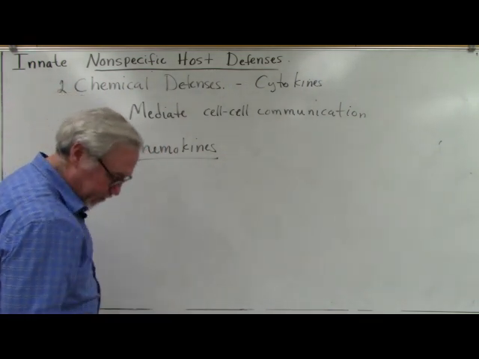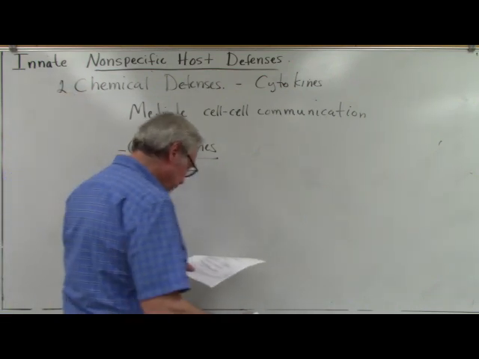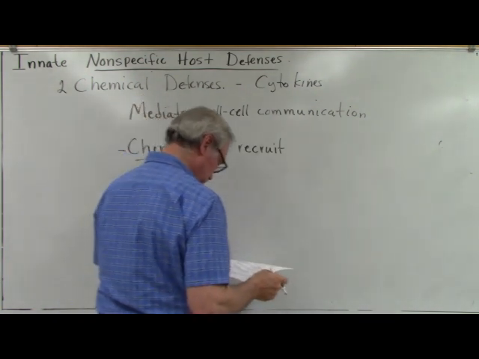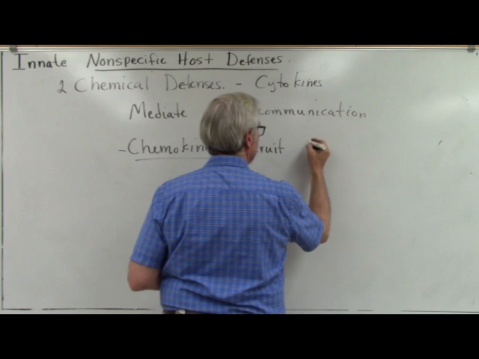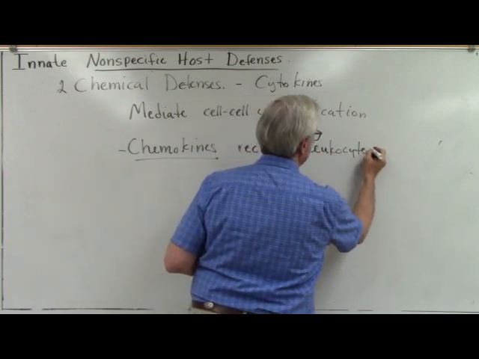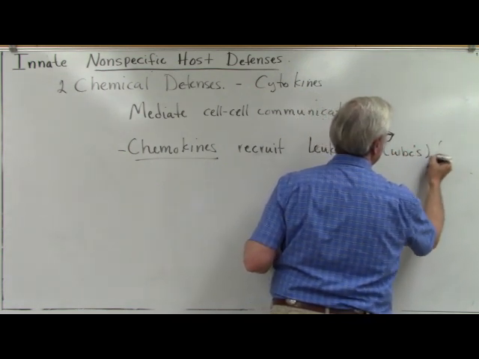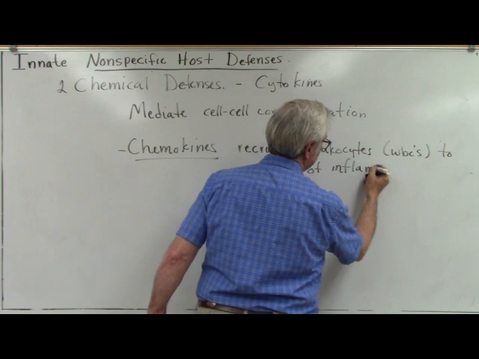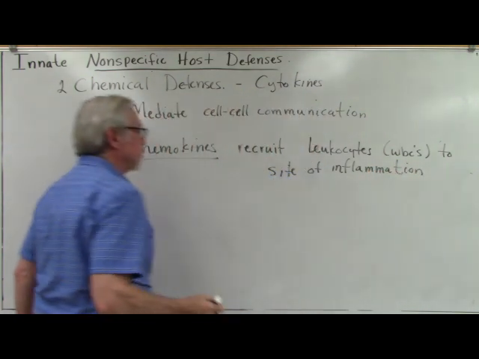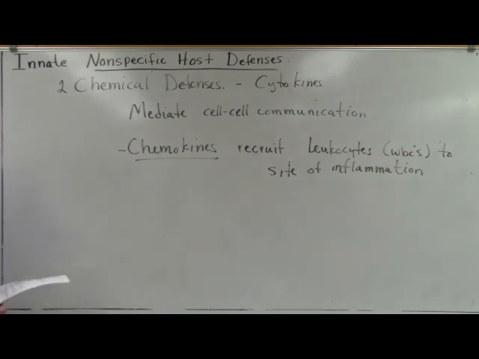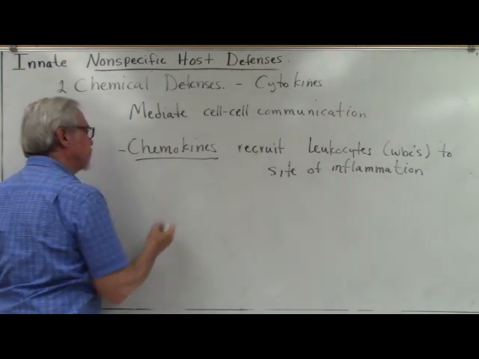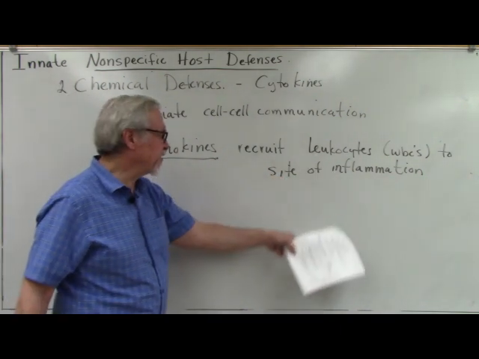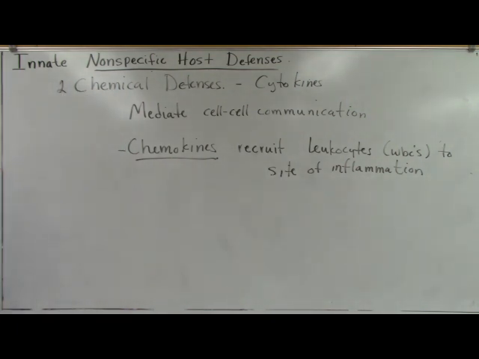These are what happen when you have a local injury, and what they do is they recruit leukocytes or white blood cells to a site of inflammation. Okay, so once you have an injury or you've identified foreign material, the white blood cells in surrounding tissue release these things, and leukocytes will then migrate from the blood plasma and the blood across the capillaries into the site of the inflammation.